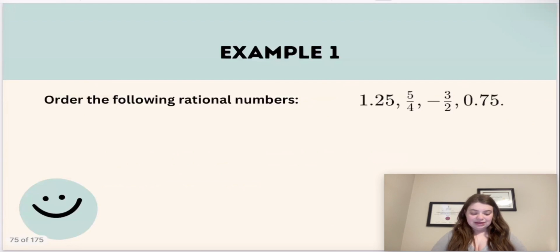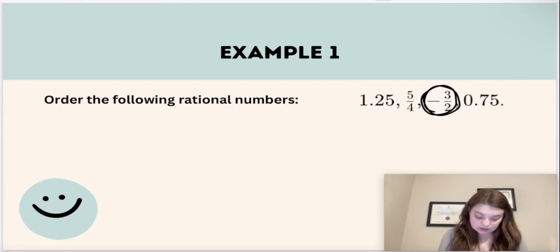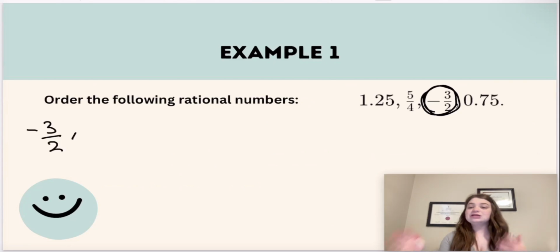All right, so here it says order the following rational numbers: 1.25, 5 over 4, negative 3 over 2, and 0.75. So right off the bat, I noticed that we have three positive numbers, which are the first one, the second one, and the last one, and one negative number. And because negative numbers are always smaller than positive numbers, I automatically know that the smallest is going to be negative 3 over 2. So if I'm ordering from least to greatest, automatically that one's going to be first.